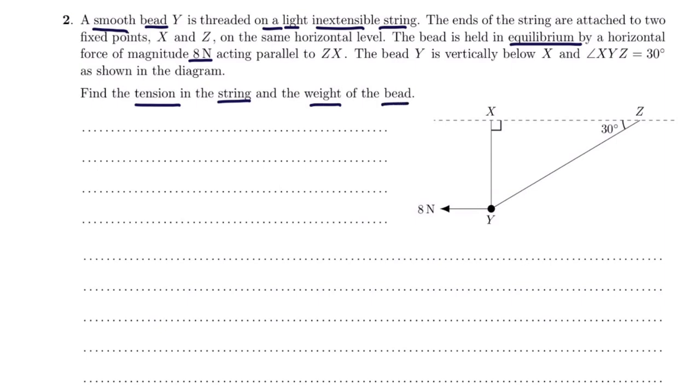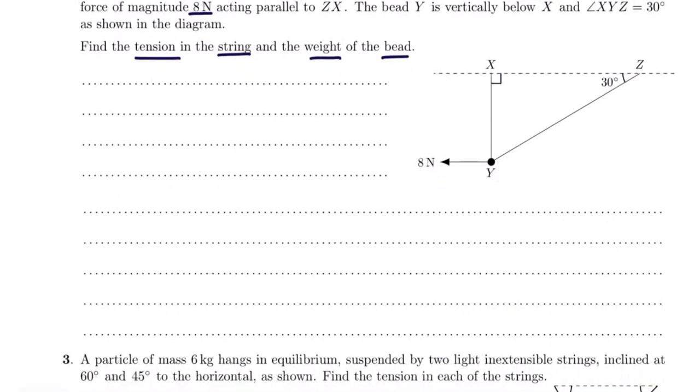So the first thing we're going to do is put our forces on. I'm going to put those on here. Okay, so we've got tension in the string, and remember it's passing through a smooth bead, so those 2 T's will be the same. And we've got weight, and we've got the 8 Newton force.